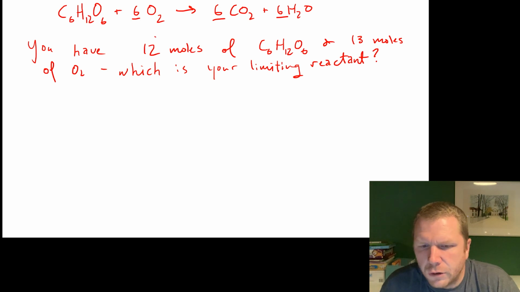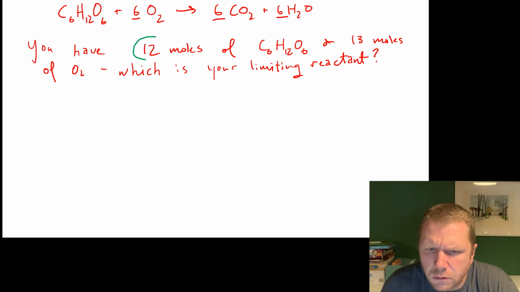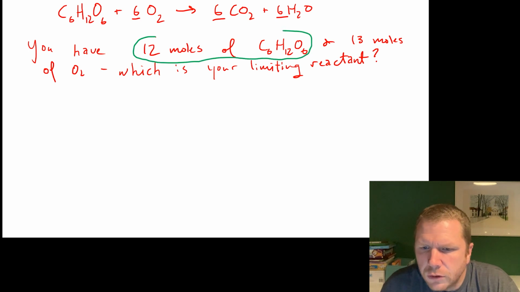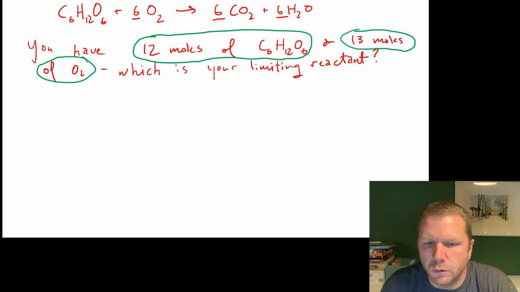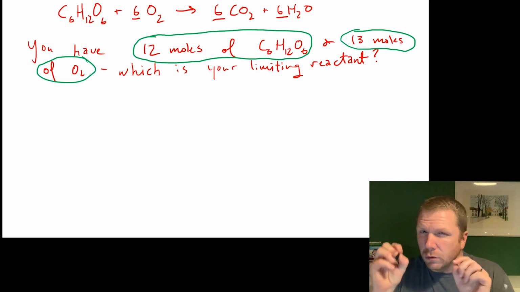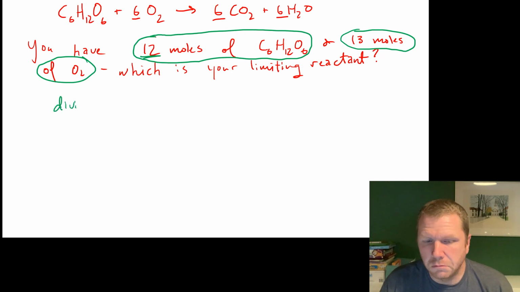All that you need to do is take the number of moles of C6H12O6 and the number of moles of O2. Those are the amounts that you've been provided with. You're going to take those two numbers and divide them by your coefficients.